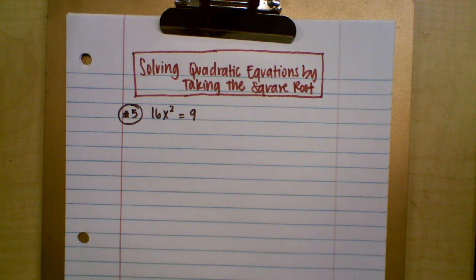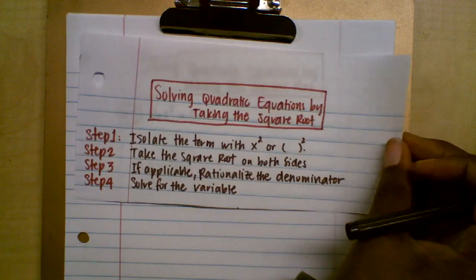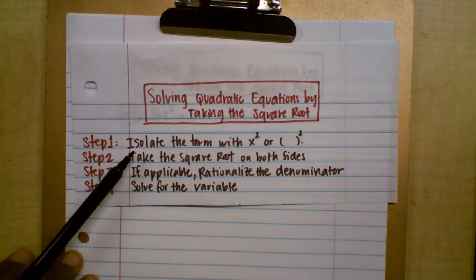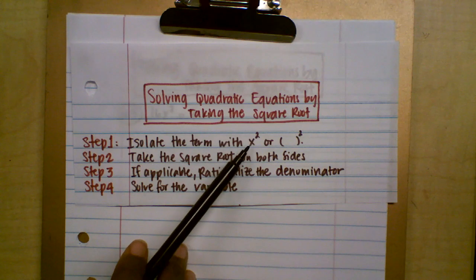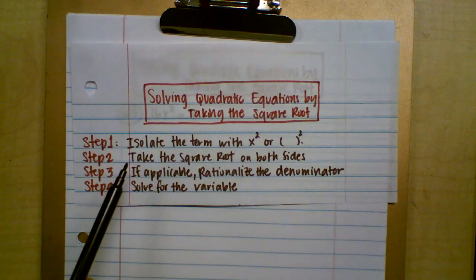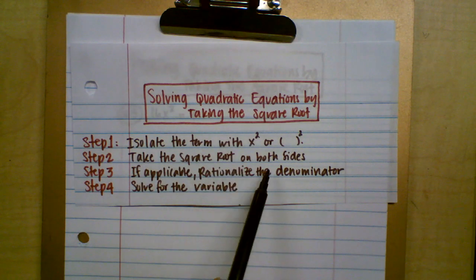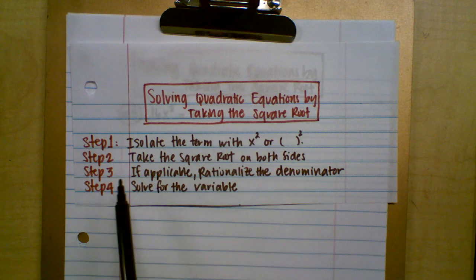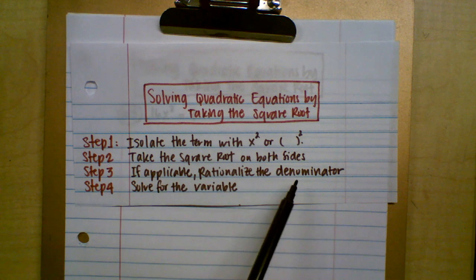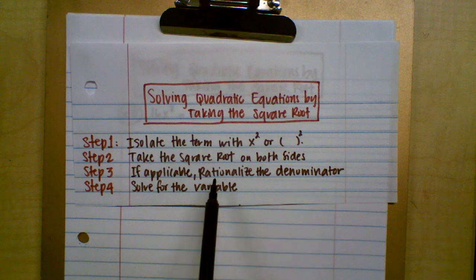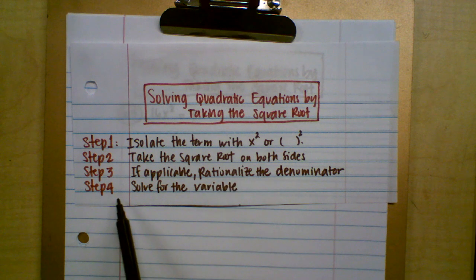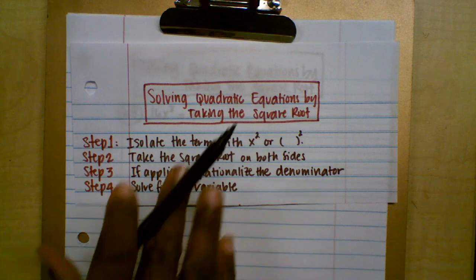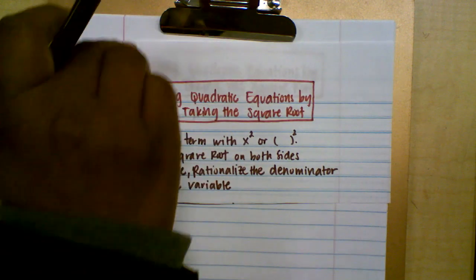Here are the steps in case you didn't have them before. The first step is to isolate the term with the square, or the x squared. Then step 2, you want to take the square root on both sides. Step 3, if applicable, rationalize the denominator, and I will show you what it means in case you forgot or you don't know. And then step 4, solve for the variable. So let's follow the example right here.